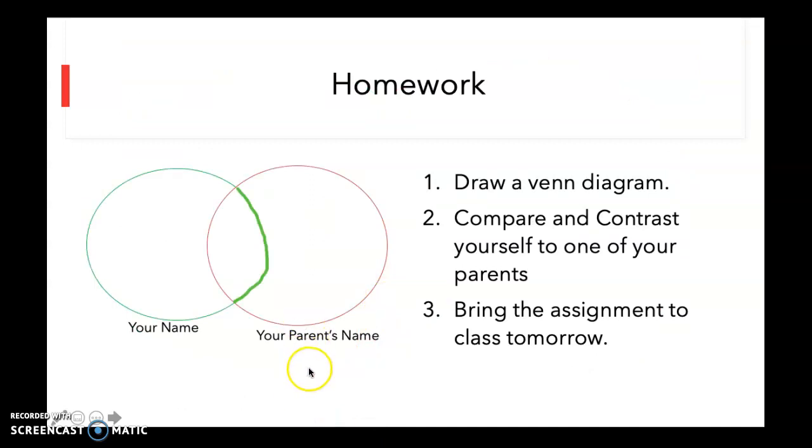So for your homework assignment, you're going to draw a Venn diagram. Just like I drew one, it's just two circles. So I drew one circle and then drew the other circle over it. And then you're going to put your name here, and you're going to put your parents' name here. And you're going to compare and contrast yourself to one of your parents. Okay? So you're going to tell how you are different, and then the same goes in the center. And then bring your assignment to class tomorrow.